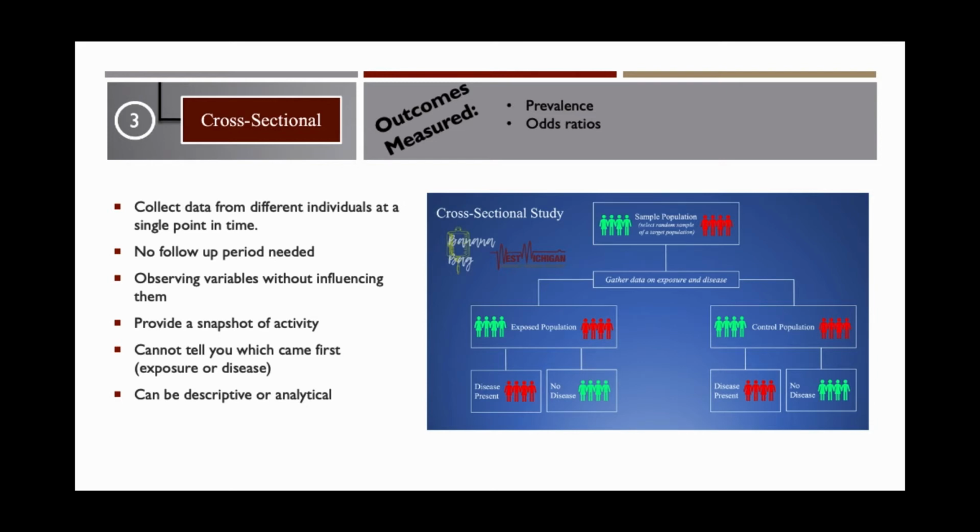So if you're just interested in finding prevalence, like where's Jace? Not here.